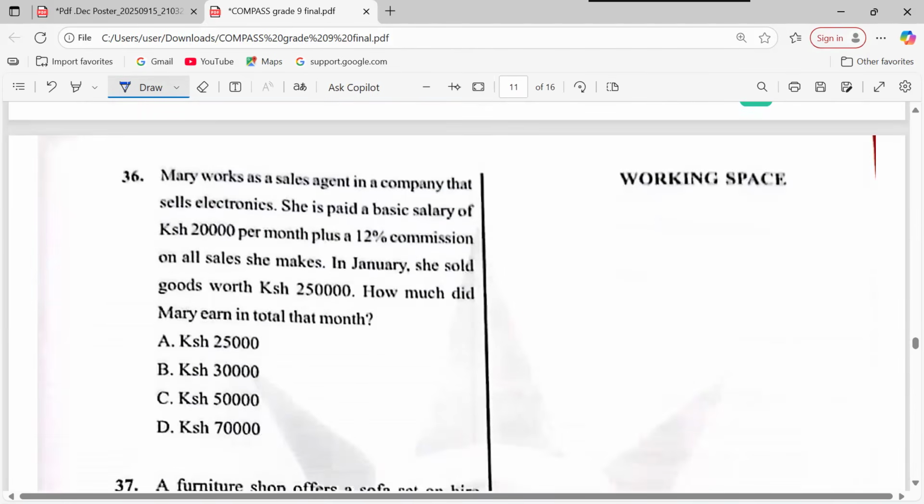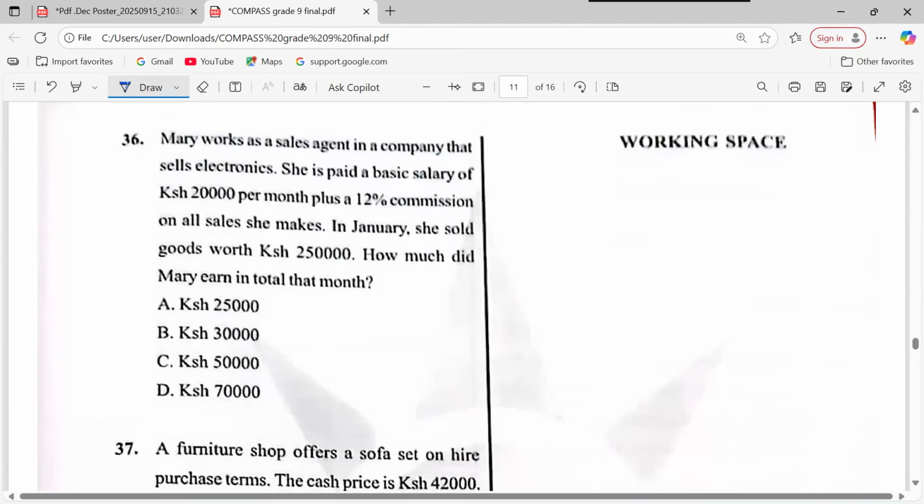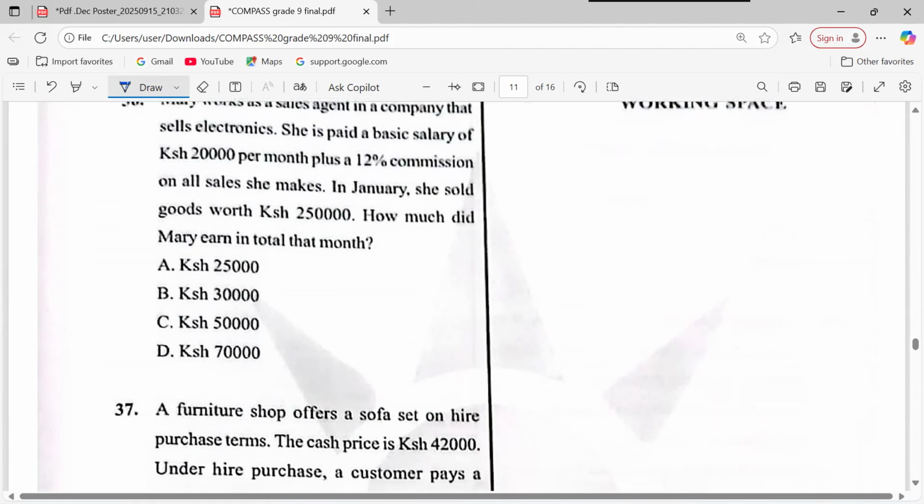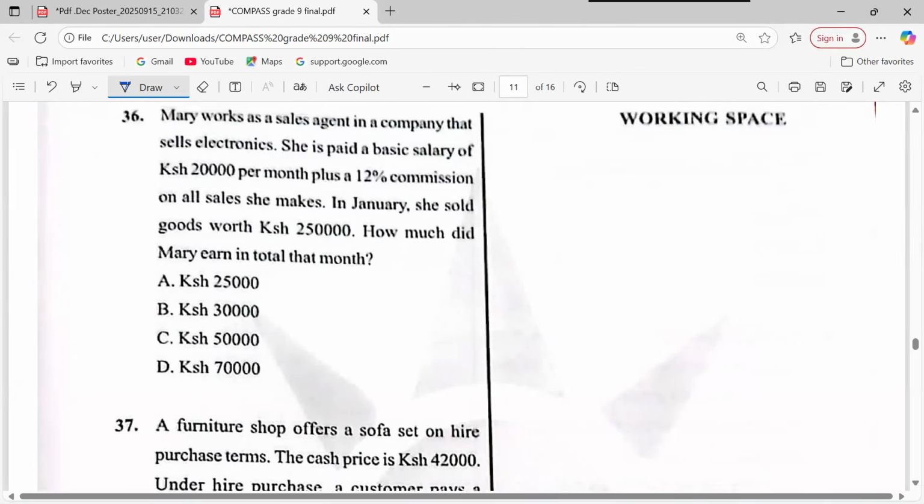Mary works as a sales agent in a company that sells electronics. She's paid a basic salary of 20,000 per month plus 12% commission on all sales she makes. In January, she sold goods worth 250,000 Kenya shillings. How much did Mary earn this particular month?